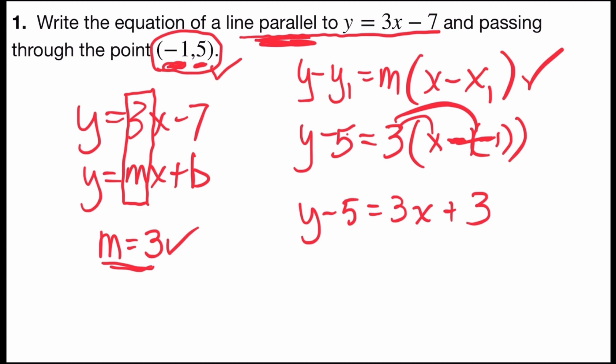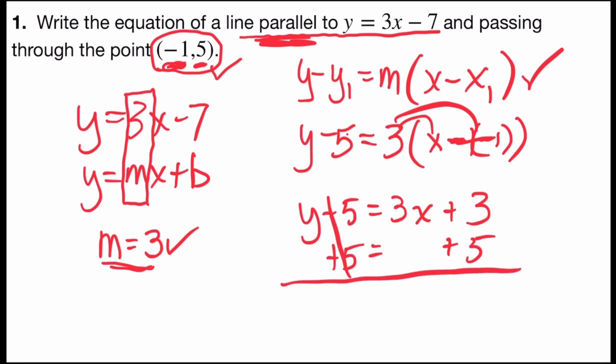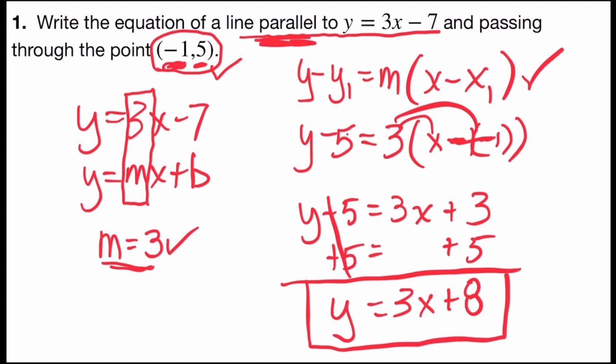Now all I have to do is solve for y by adding 5 to both sides. -5 plus 5 is 0. 0 plus y is y. 3x plus nothing is 3x, and 3 plus 5 is 8. So the line passing through the point -1, 5 that's parallel to the given line would be y equals 3x plus 8.